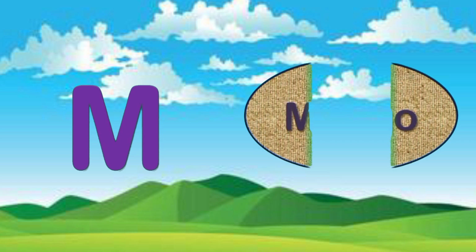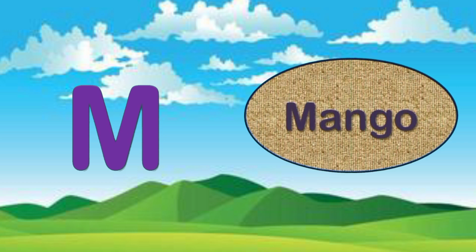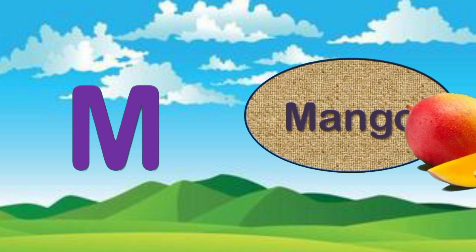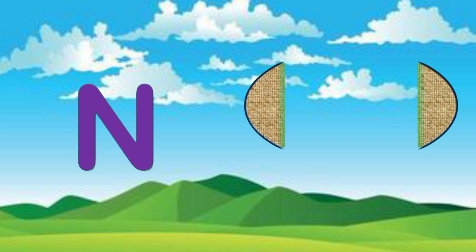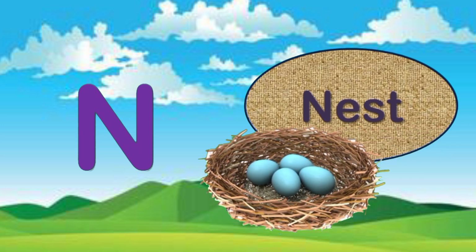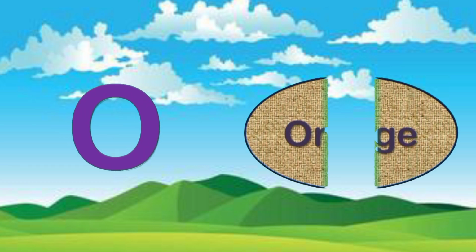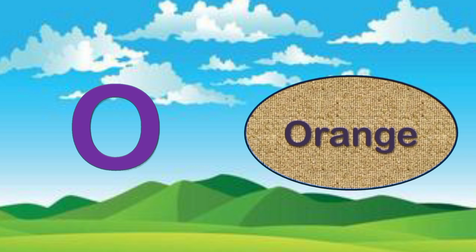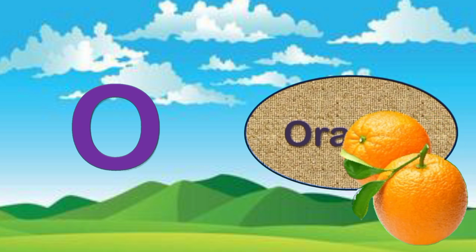M for mango. This is mango. N for nest. This is nest. O for orange. O for orange. This is orange.